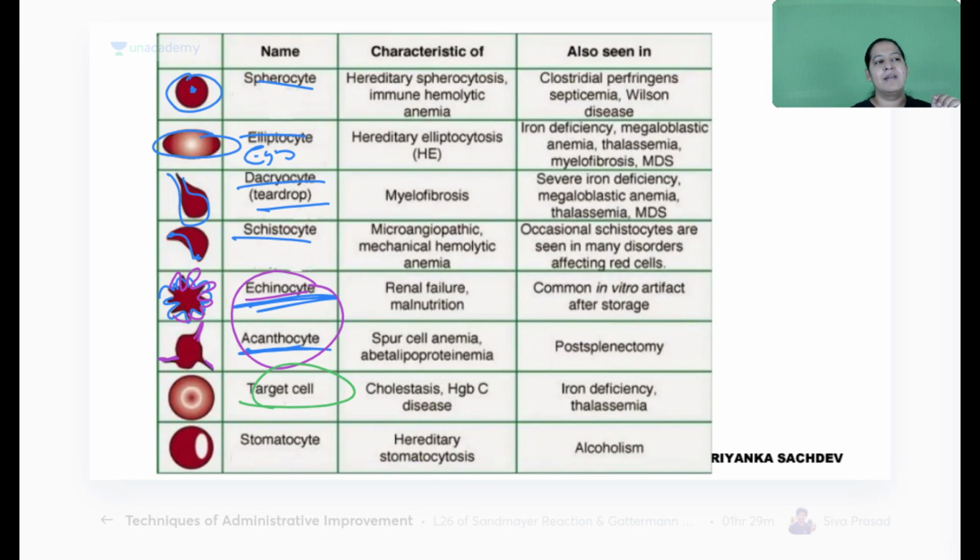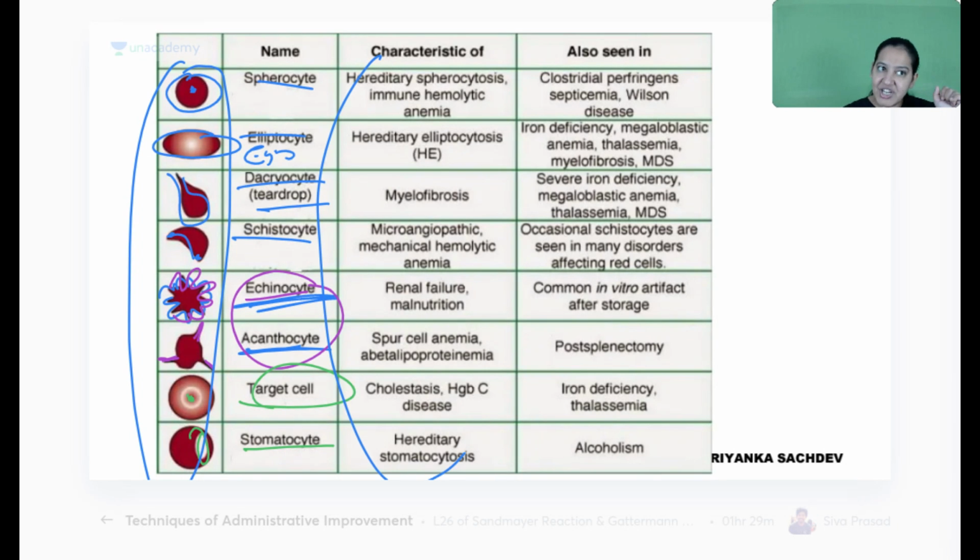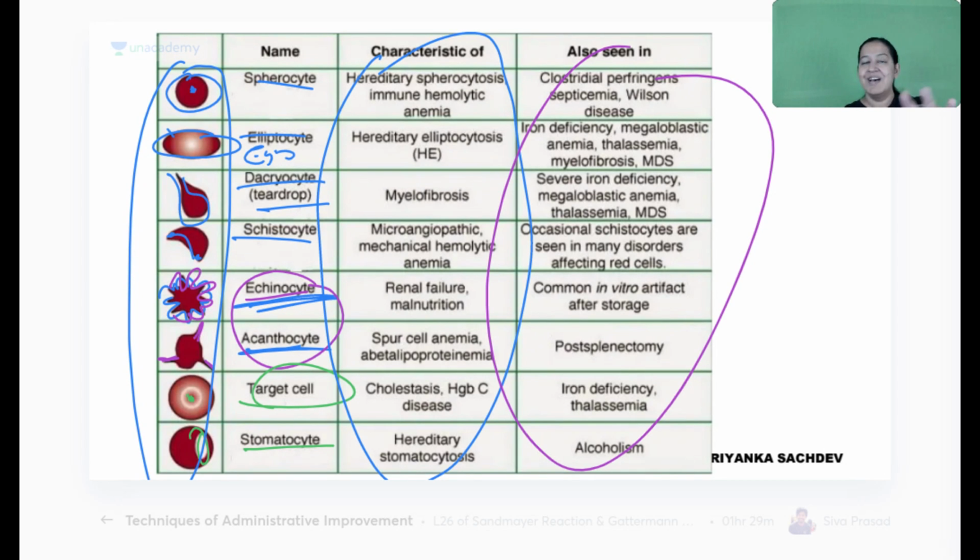This is a target cell. In the center, you can see a dot. And this is a stomatocyte. You can see a pallor not at the center, but at the periphery. So you should know the various shapes and forms of RBCs, not only identifying them for image-based questions. You should also identify the condition in which they are seen, the characteristic condition, and also other conditions in which they are seen. Then you will be able to crack your MCQs 100%.